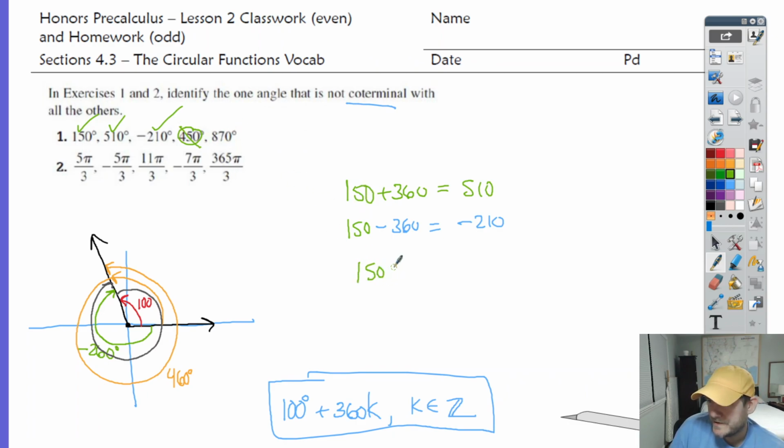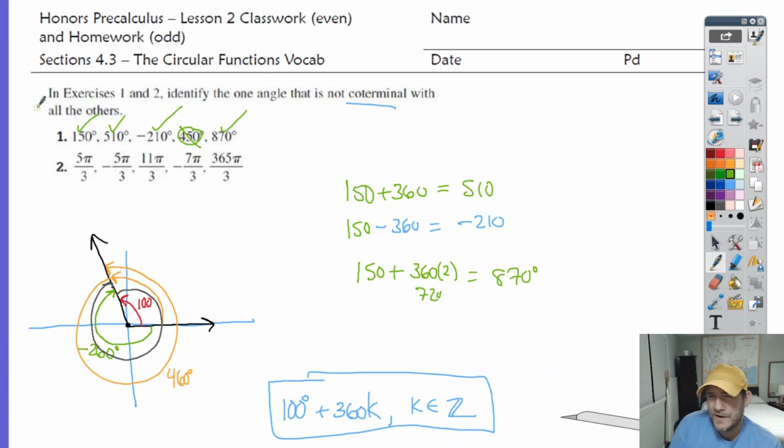Must be 150 plus 2 360s. 2 360s being 720, being 870. So there's your 870. There's your verifiable proof that these 4 angles are all coterminal, but 450 is different.